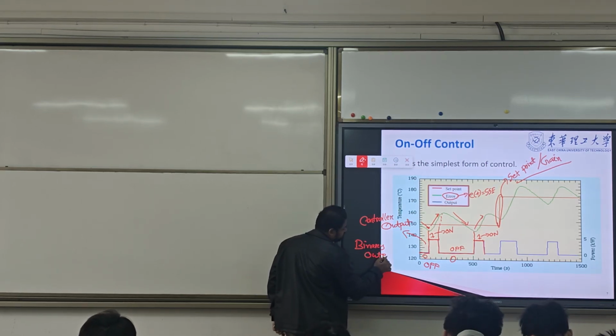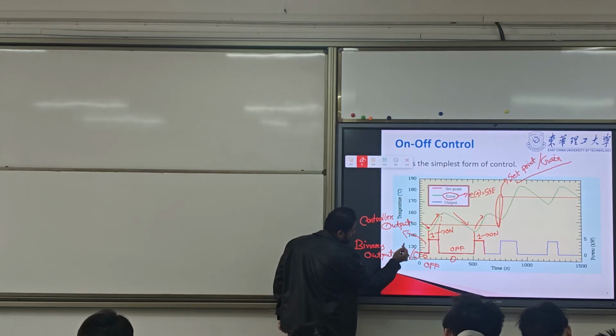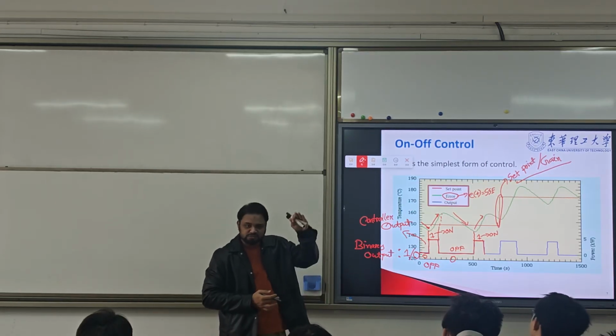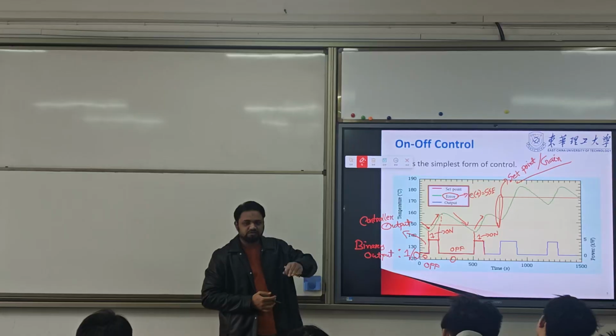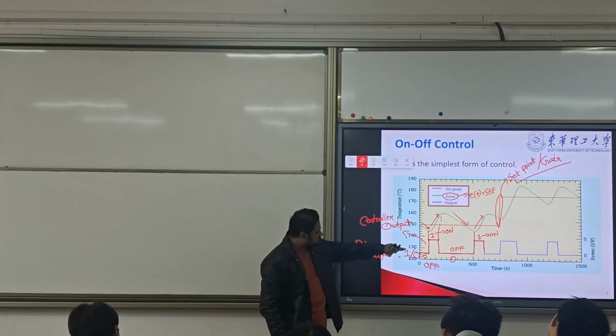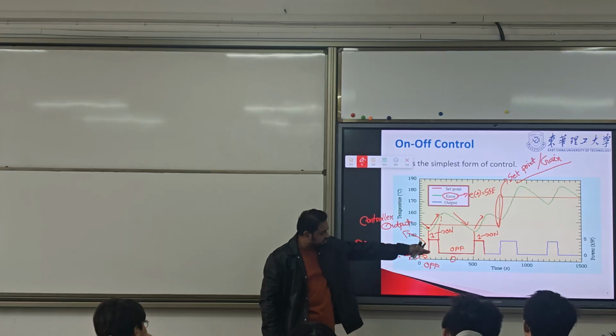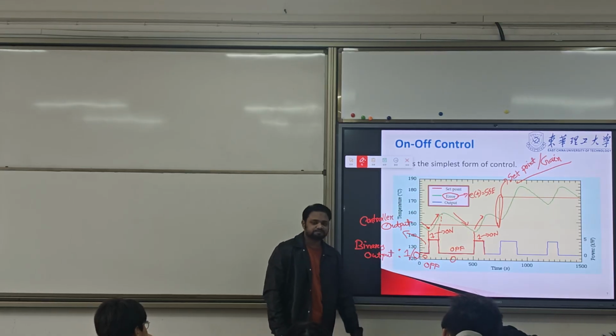What is binary output? 1 or 0. This is the binary output. 1 or 0. 1 means high, 0 means low. While it is 1, it will be on, while it is 0 it will be off.